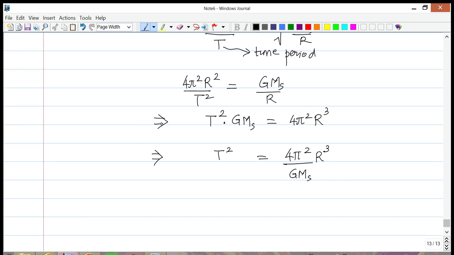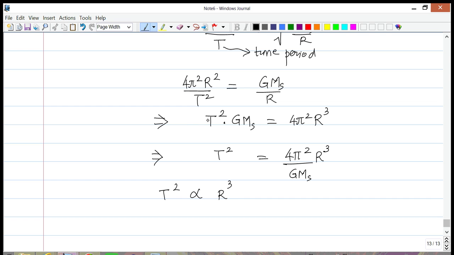What this gives us is actually one of Kepler's laws, which says that the square of the time period is proportional to the cube of the radius, because the 4 pi, the G, the M are all fixed once we have a particular system. So the square of the time period, for a satellite, is proportional to the cube of the radius.